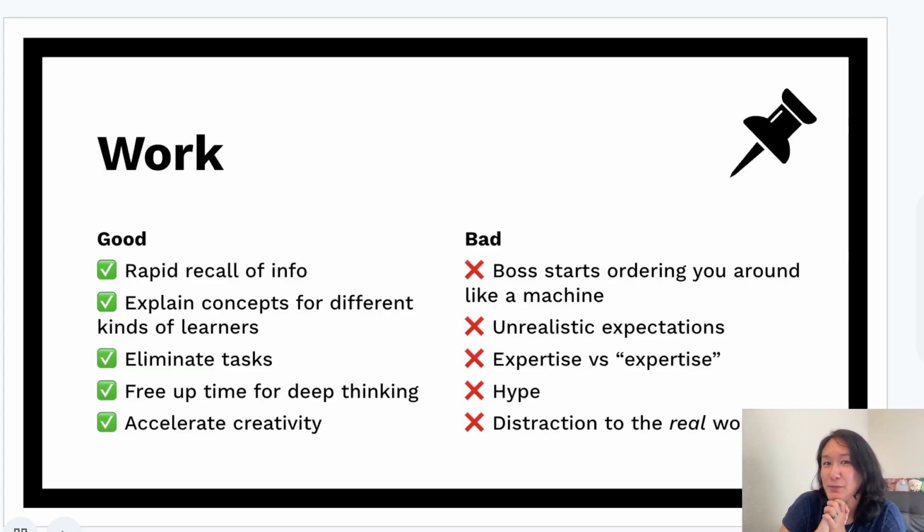All right. So hot topic, Gen AI for work. What is it good for? What is it bad for? So again, great for rapid recall of info. Like I can dump in raw notes from an hour-long meeting, and it can help me interpret that information and summarize it. But again, I like to put my own human touch on it.